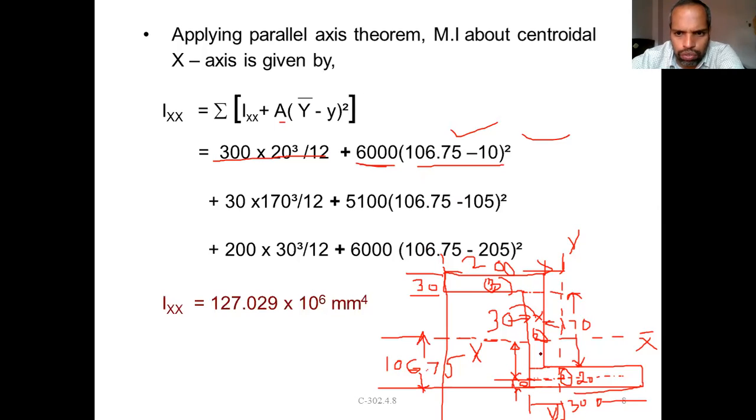Next, figure 2. Figure 2 is nothing but this one. So figure 2 centroidal axis, where does it lie? It lies at the midpoint, which is 170 by 2, and 170 by 2 is nothing but 85. So 85 from here. What about here? 85 plus 20 is nothing but 105. From here it is 105.